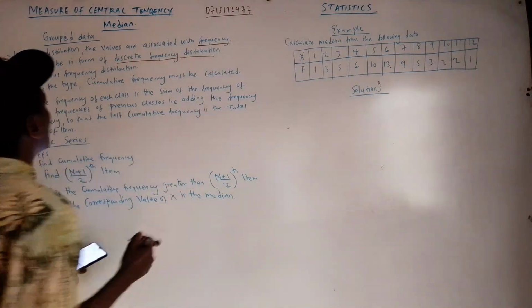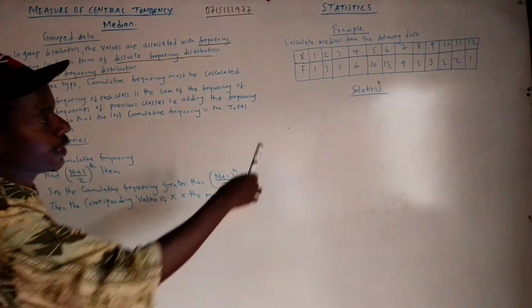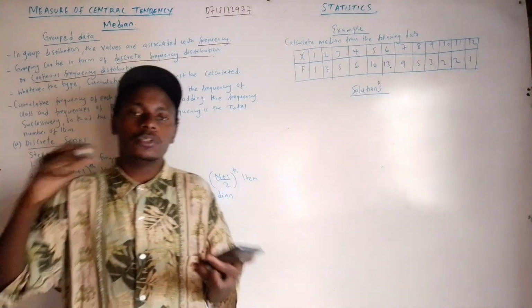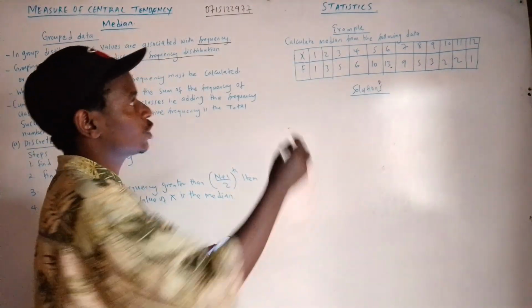So remember, this is a good example for a discrete. Continuous is where we have 0 to 20, 20 to 30, 30 to 40. But discrete is where we have the value of x and we have the corresponding frequencies.